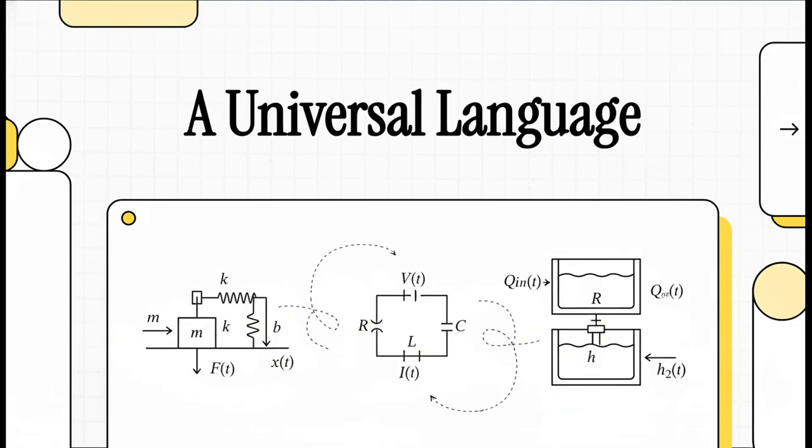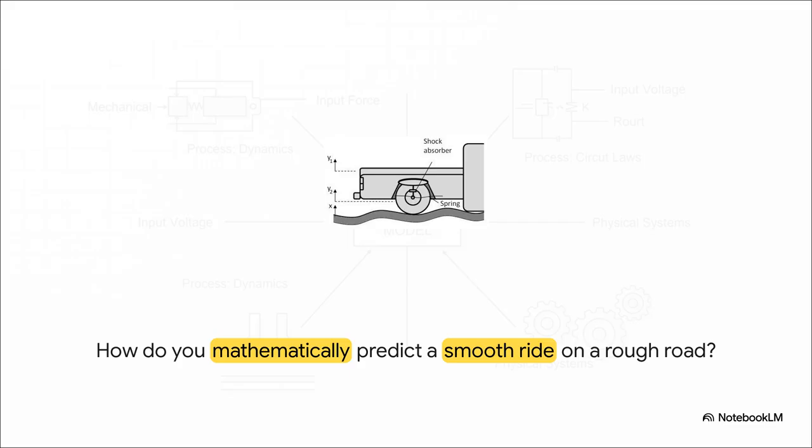Okay, so picture this: a truck suspension, an electrical circuit, and 2 water tanks. I mean, what could those three possibly have in common, right? Well, it turns out they all speak the exact same mathematical language, and today we're going to learn how to speak it. So let's start with a problem we can all relate to.